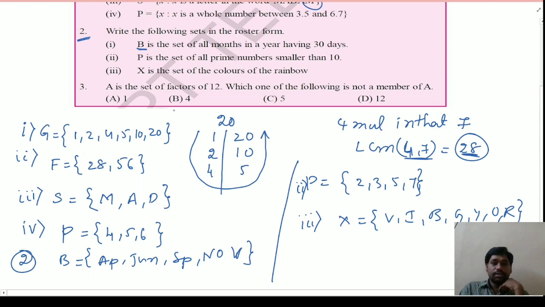Okay. Last question, write all the factors. So for writing factors, I already told you, if 12 is the number, then it is divisible: 1 12s are 12, 2 6s are 12, 3 4s are 12. So in this 5 is not there. So this is what our answer is.